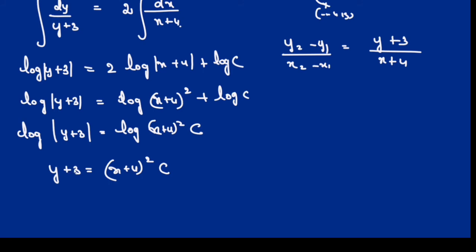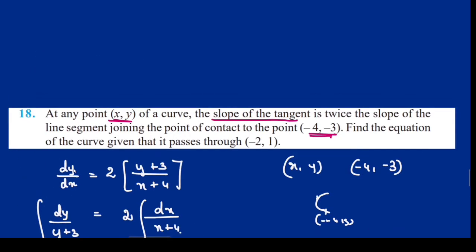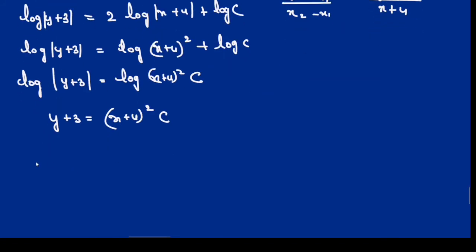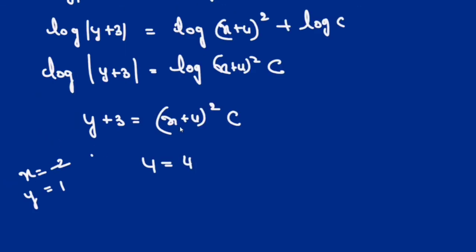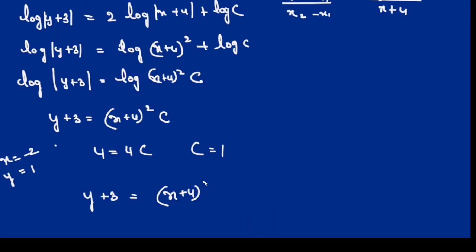Okay, now the curve is passing through minus 2 comma 1. x is minus 2, y is 1. The curve is passing through minus 2 and 1. So put y is 1, it becomes 4. Minus 2 plus 4, 2 square is 4. So c is 1. So the final answer is y plus 3 is x plus 4 the whole square. c is 1.